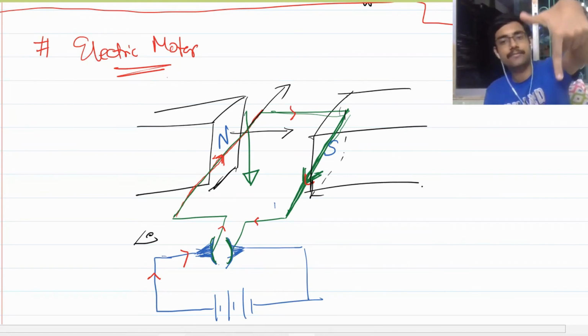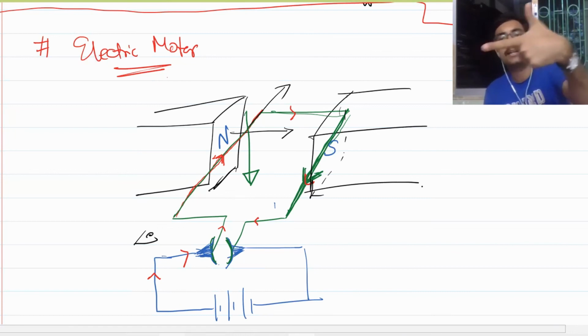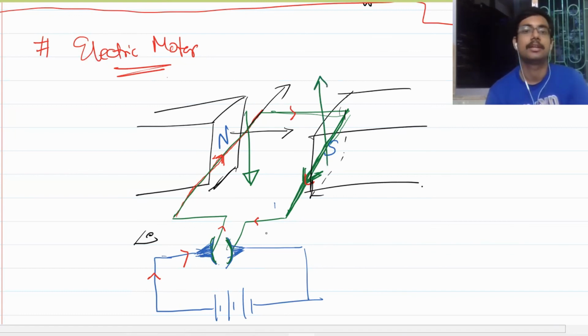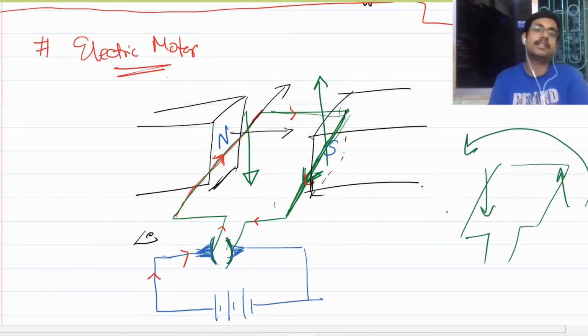See, the current is flowing like this. Now it is towards you. The magnetic field is in the same direction. So you are getting the direction of the force on this conductor to be up. So if you have a loop like this and this is getting downward force, this is getting upward force, it would rotate in this direction, isn't it so? This is how a motor rotates.